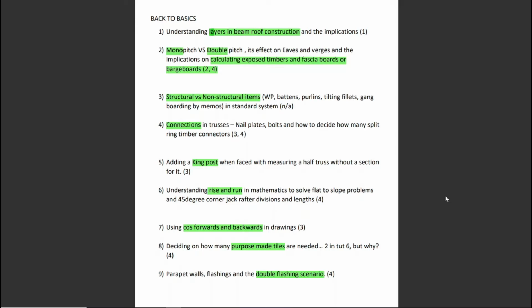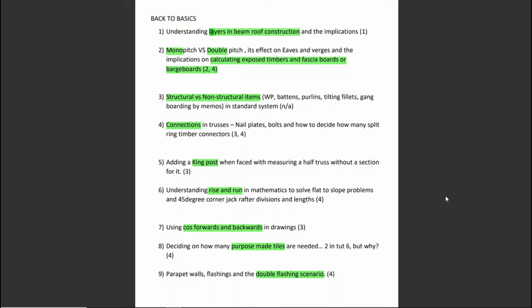Point number 6 is an interesting one. I enjoy this because this is the mathematical side of problem solving on plan, and going deeper into the theory of how and why we can do the interesting things we do with jack rafters. What I mean by that is taking fractions of a full rafter and then dividing that up and multiplying it to get a length for a jack rafter. That to me is pretty interesting. So we're going to cover that.